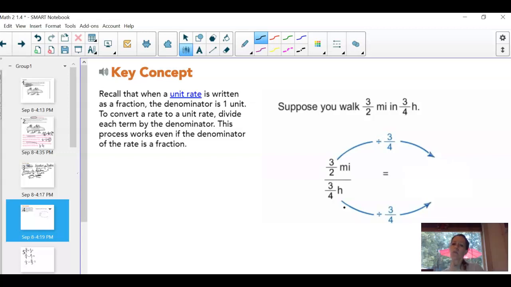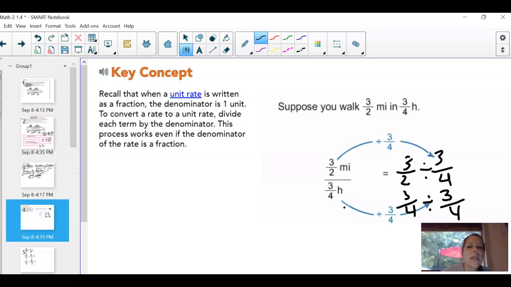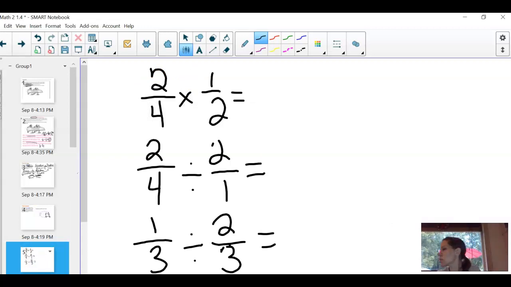Okay, so I have 3/2 divided by 3/4. That means my new one is 3/2 divided by 3/4, which means on the bottom I have 3/4 divided by 3/4. Now let's talk a little bit, before I show you that one, about dividing fractions. If I look at multiplying fractions, it's pretty simple. If I have 2/4 times 1/2, I multiply across, giving me 2/8. 2 times 1 is 2, 4 times 2 is 8.